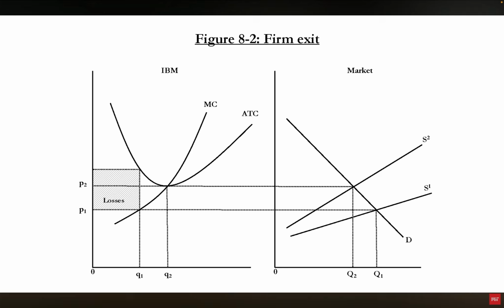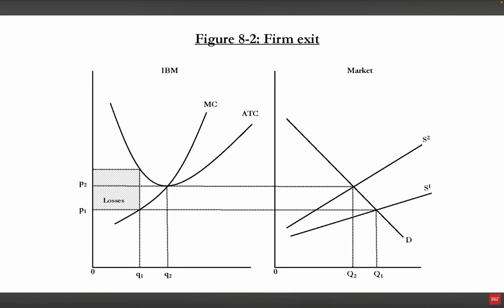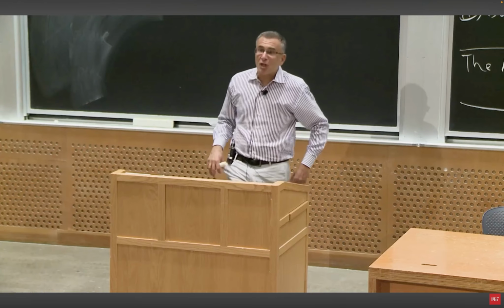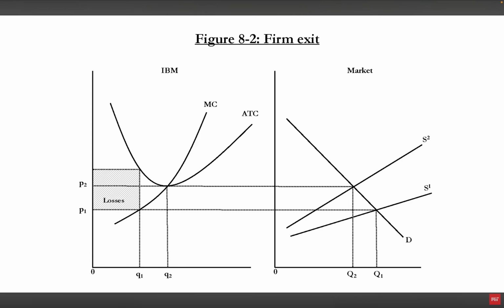S1 intersected demand at big Q1 at a price of P1. If you take that over to IBM's curve, P1 intersects the marginal cost curve at a point where they produce Q1, little Q1 on the left-hand side of figure 8.2. So I've now moved to the left-hand side of figure 8.2. IBM is producing little Q1. At little Q1, their profits are negative because marginal cost is below average cost. They're losing money. Now, they're still above the shutdown point. Look, they haven't reached the bottom of their marginal cost curve. If the price fell far enough, they'd shut down. But it hasn't. They're still producing.